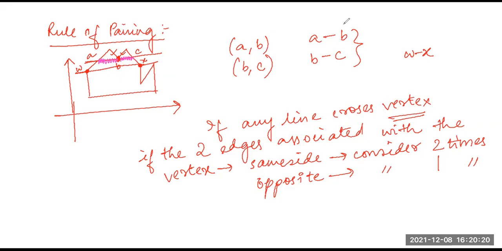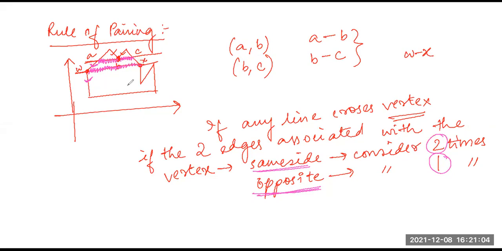Why? Because if you notice the line joining the vertex, the two edges associated with the vertex are on opposite sides of the vertex. That is the reason why this vertex is considered one time. So if the two edges associated with the vertex are on opposite sides, I will consider the vertex only one time. If they are on the same side, I will count the vertex two times, right? So this vertex and this vertex both are considered one time, and in between I filled my region within WX with this color.